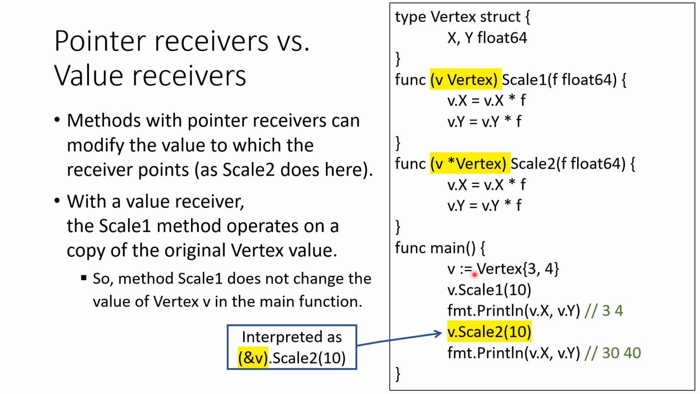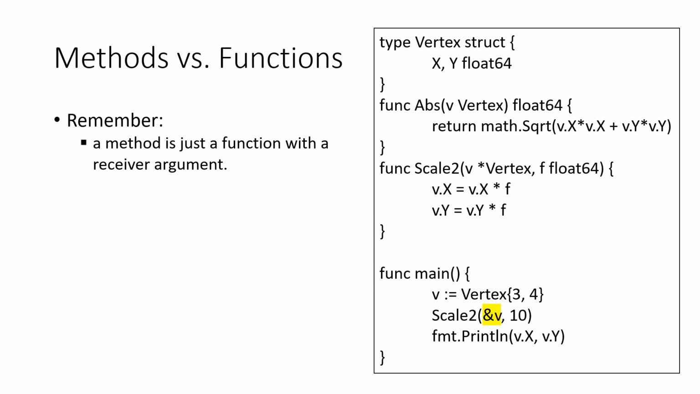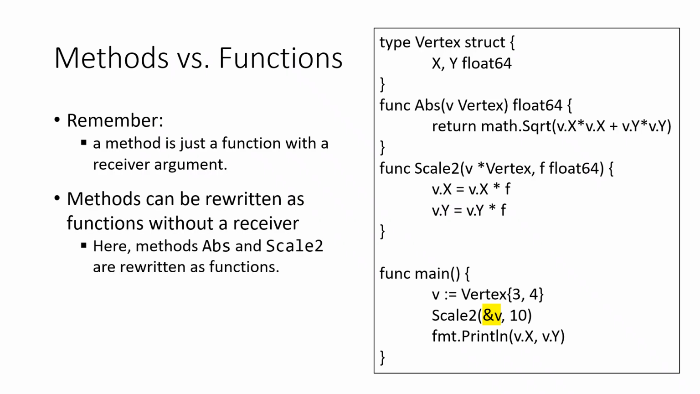Since methods often need to modify their receiver, pointer receivers are more common than value receivers. Now that we have learned what a function is and what a method is, let's compare methods and functions. Remember that a method is just a function with a receiver argument. So every method is a function, but not every function is a method. However, any method can be rewritten as a function without a receiver.